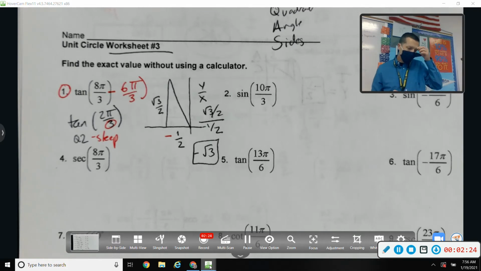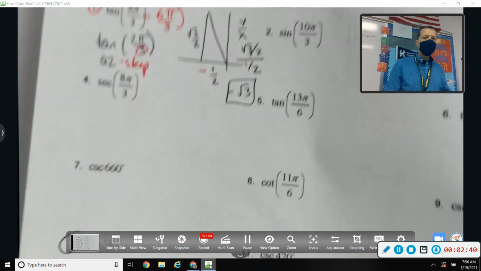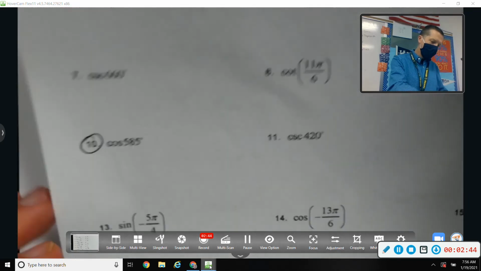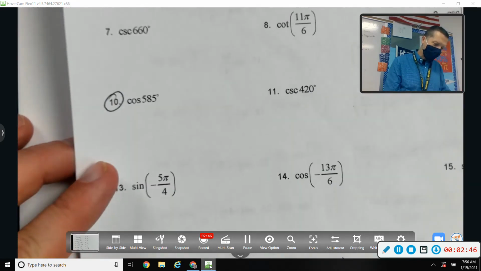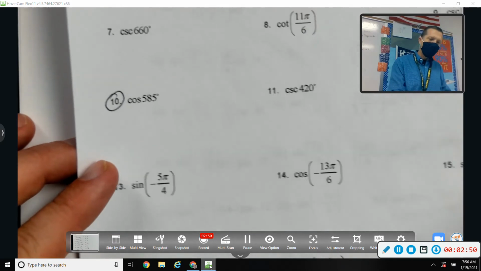Let's do, we're not going to do all of them. How about number 10? We'll do 10, and then we'll do 17. One of those down there at the bottom. Okay, we'll do 19 as well.